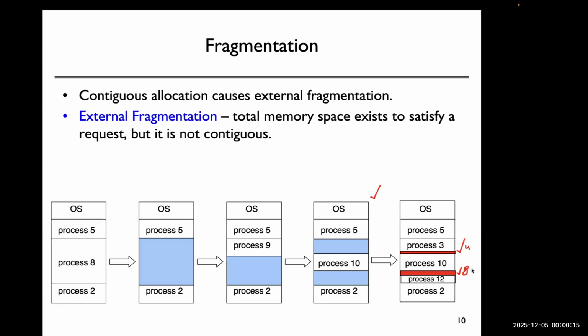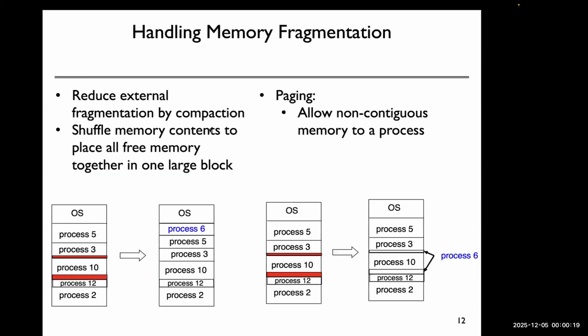So actually, this is the problem we are going to address using paging. How can we handle memory fragmentation? You reduce the external fragmentation by compaction. What is compaction? In compaction, you move around the processes such that you bring the holes next to each other. You shuffle the memory contents to place all free memory together in one large block, right?